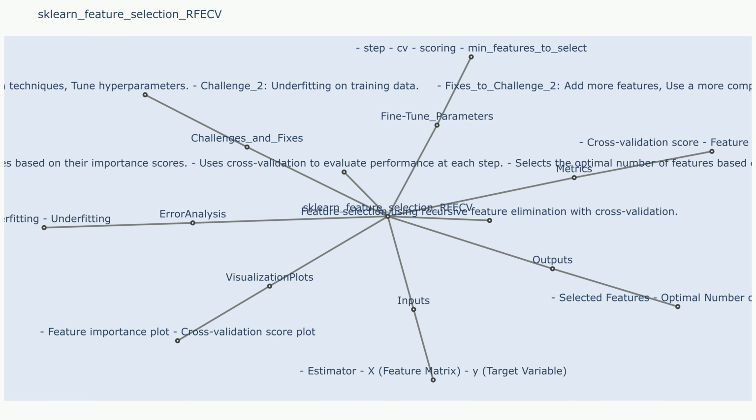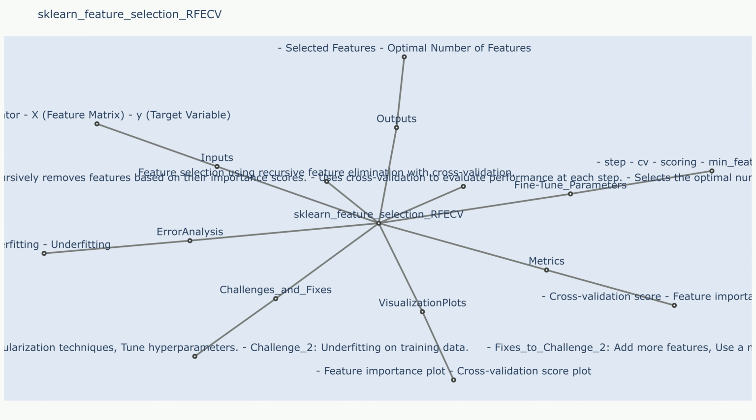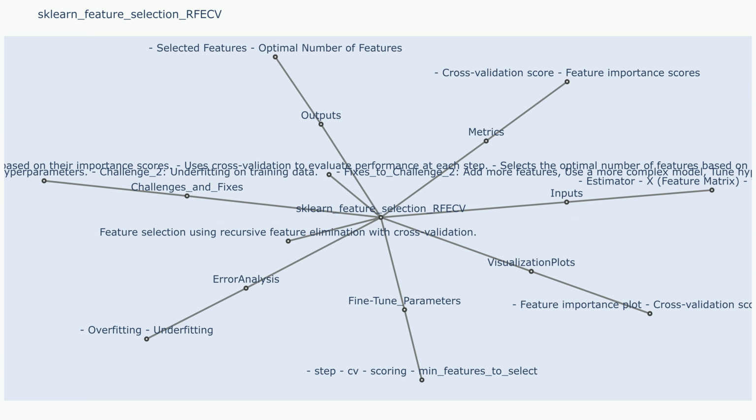Outputs. Support: a Boolean array indicating whether each feature is selected (true) or eliminated (false) in the final feature subset. Ranking: an array containing the rank of each feature, with 1 indicating the most important feature and higher values representing less important features. Grid scores: a list containing the scores obtained for each feature subset during cross-validation. This information can be used to visualize the relationship between the number of features and model performance.